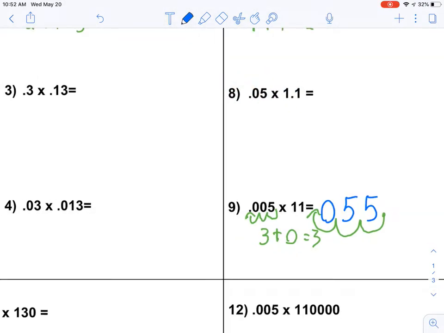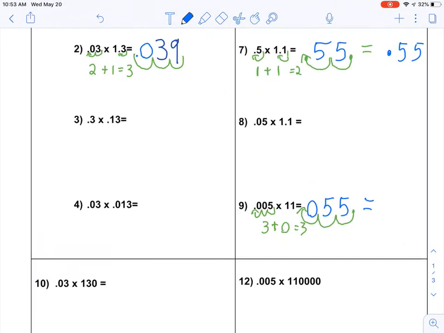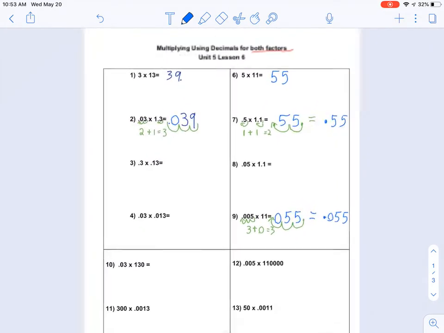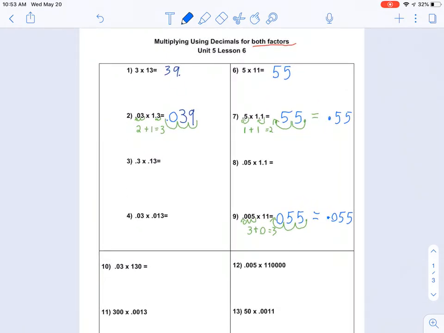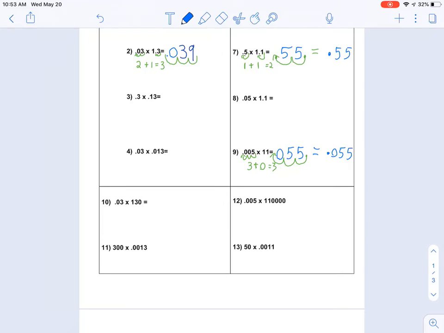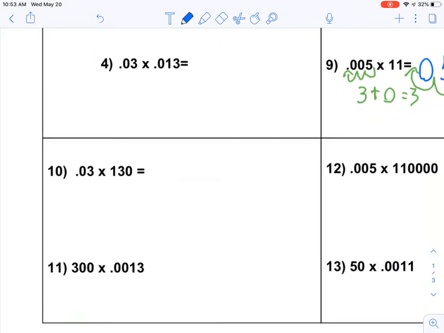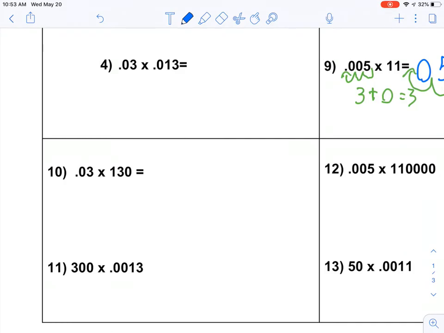So what does that mean our answer equals? Well, it means our answer equals 0.055. Okay, excellent. So you'll be able to get a head start on some of your homework problems there. Now we're going to do something slightly different. Okay, so here we have some different equations that have different placeholders as well.